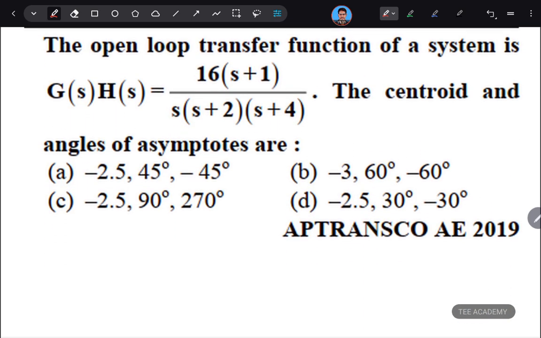Next one. The open loop transfer function of a system is G of s into H of s is equal to 16 into (s plus 1) divided by s into (s plus 2) into (s plus 4). The centroid and the angles of asymptotes are asked. So the options are given here. Let's find the solution for this problem.